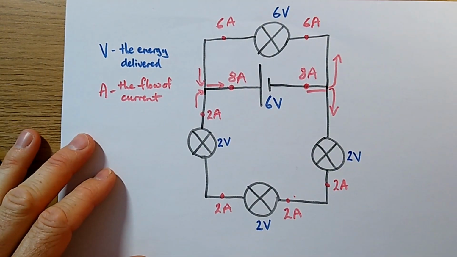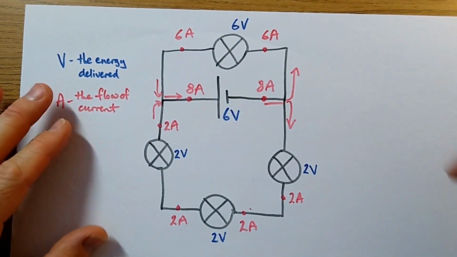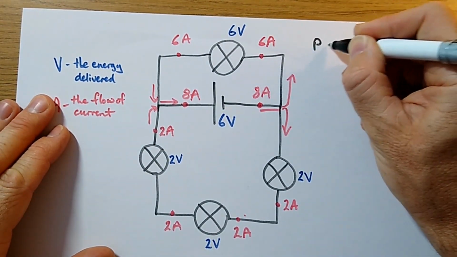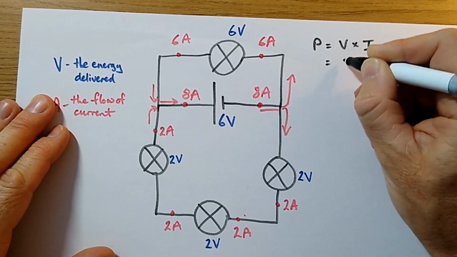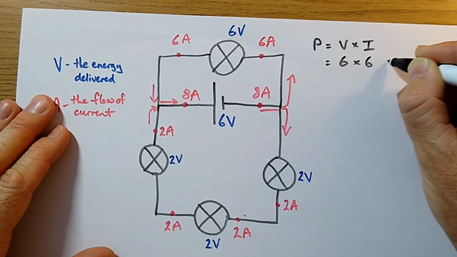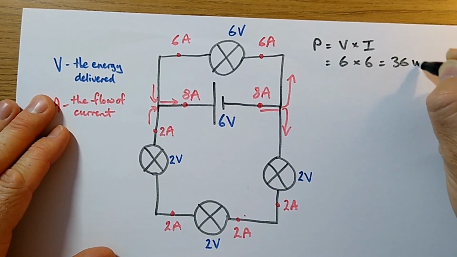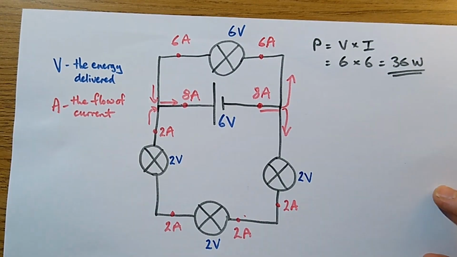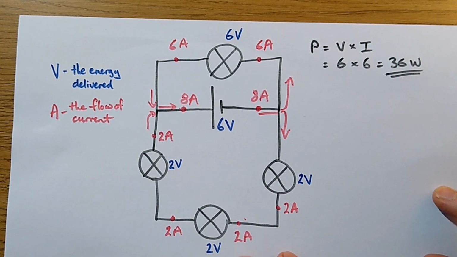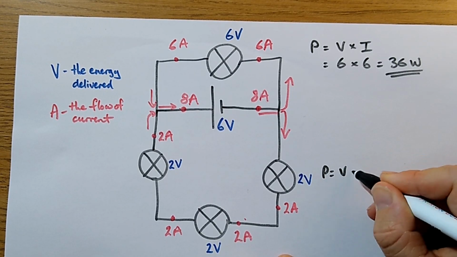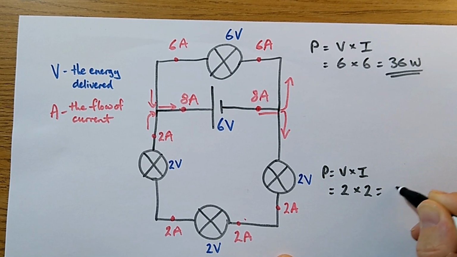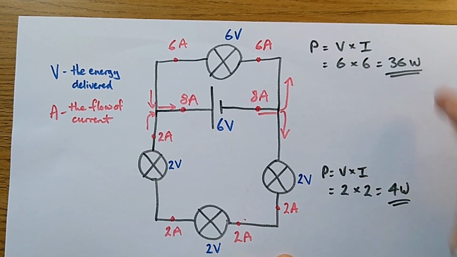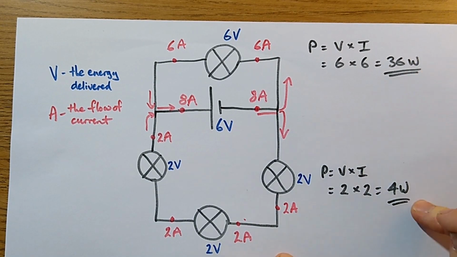If we have a look at this circuit over here, we can do a couple of calculations. So first of all, the power for this bulb: power is the volts times the current, which is 6 times 6, which is therefore 36 watts. Okay, a very powerful, very bright light bulb. Down here, power is going to be potential difference multiplied by current, 2 times 2, which is only 4 watts. So this top bulb is 9 times brighter than this one down here.